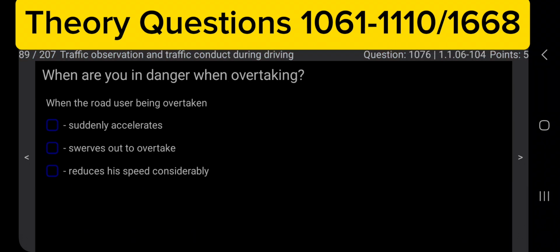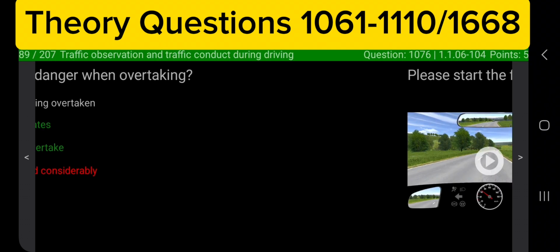When are you in danger when overtaking? When the road user being overtaken suddenly accelerates, swerves out to overtake, or reduces his speed considerably.